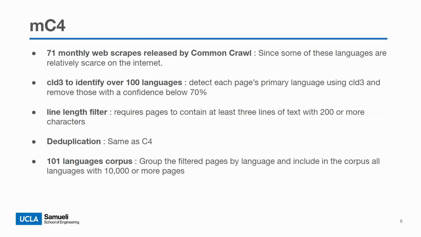And the authors basically filtered this dataset for 100 languages using tools like CLD3, which identifies what language the text is in. They used filtering techniques very similar to C4 to create a corpus which had 101 languages. This was a massive dataset created to train the MT5 model. With this, I'll pass over to Tazeen to talk more about the MT5 architecture and the model training.